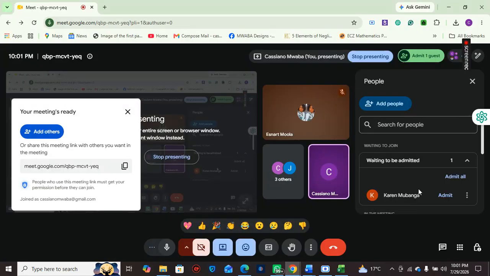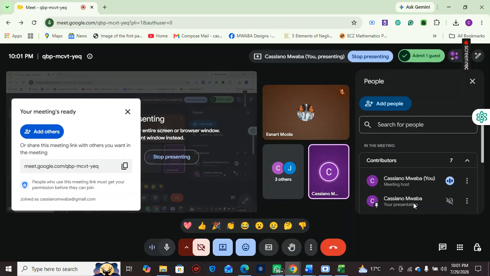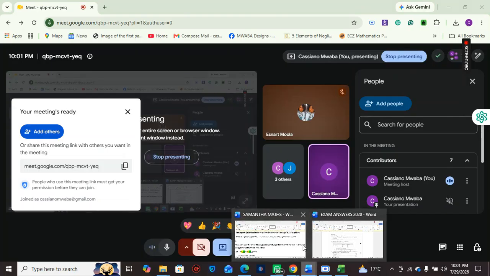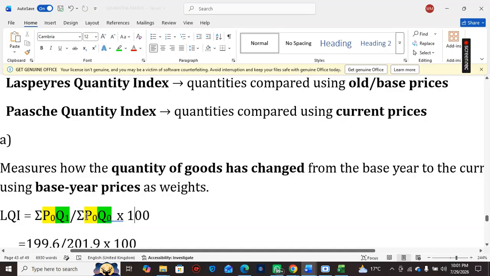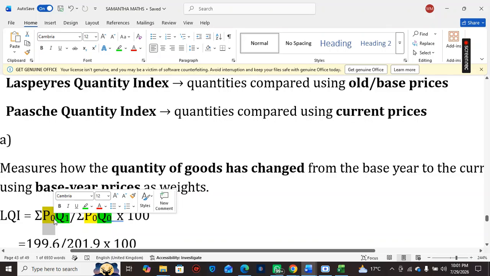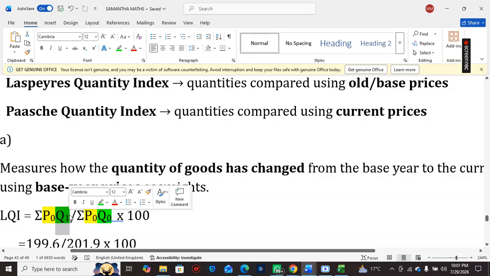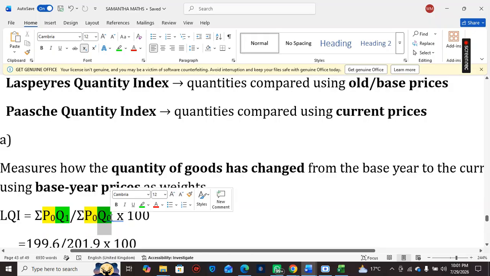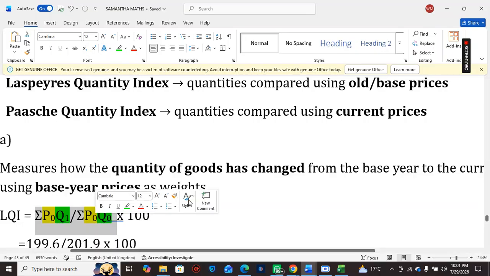Okay, colleagues, are we okay with the codes or do I need to break down the codes? This is P0 Q0, P0 being the price of 2021, Q1 the quantity of 2022. P0 is the price of 2021, Q0 the quantity of 2021. So it is the summation of P0 Q1 divided by the summation of P0 Q0.